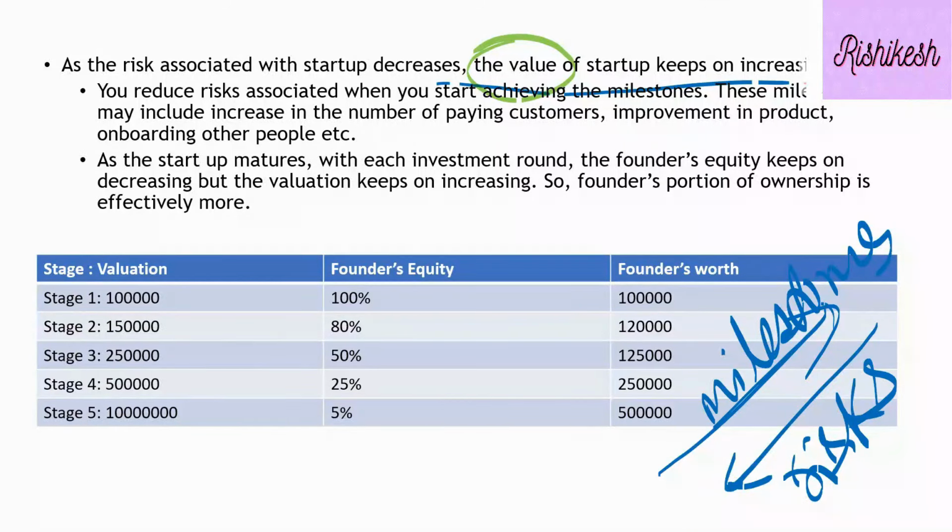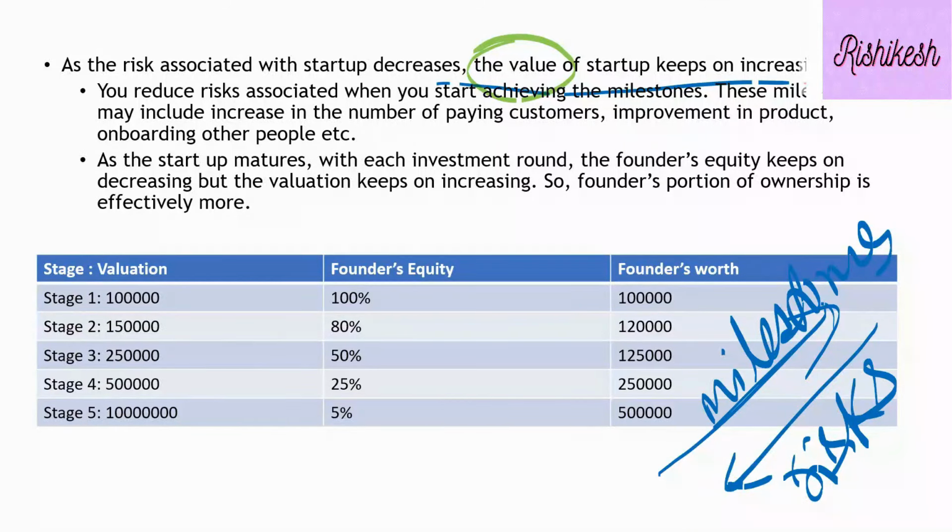Now, your risk is reduced when you start achieving the milestones. As we have already discussed, when does the risk reduce? When you start achieving the milestones. Milestones may be anything. Milestones may include an increase in the number of paying customers, improvement in your product, onboarding of other people. You have established a good team of people within the startup, so obviously your risk will go down, because since you have got good people in your startup, the chances of your startup being successful are higher. As the startup matures with each investment round, the founder's equity keeps on decreasing, but the valuation keeps on increasing. So the founder's portion of ownership is effectively more.